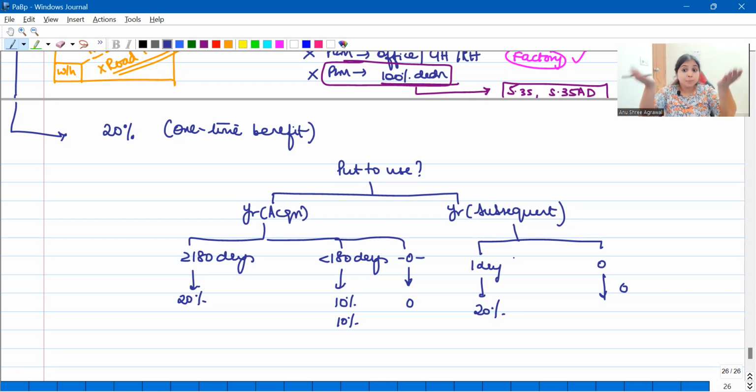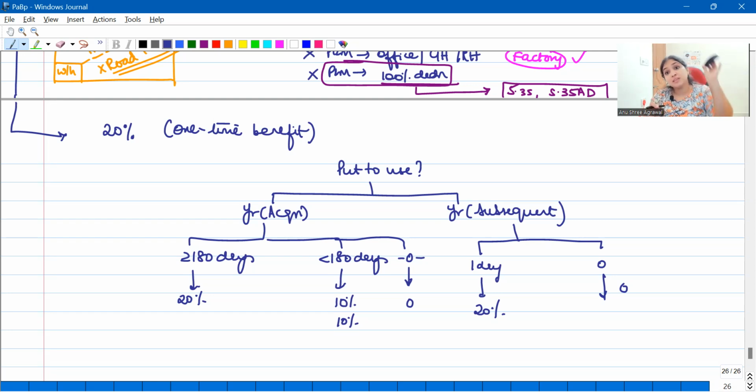Every time you purchase a new plant and machinery, every time you put to use a new plant and machinery, I'll give you. But for one plant and machinery, you will not get every year. Let us say I purchased this plant and machinery. So because I purchased this plant and machinery, you will give me 20% once. If I put it to use in the year of acquisition itself, you will check 180 days. On that basis, either you'll give me 20% now or 10% now, 10% next year.